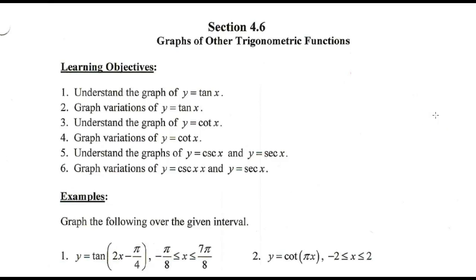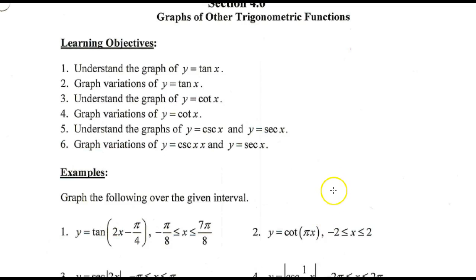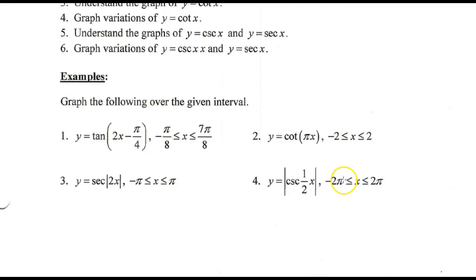Okay, so here in section 4.6, we want to look at the graphs of the other trigonometric functions, right? The tangent, and the cotangent, and then the secant and the cosecant. So these are all the different learning objectives. Again, please make sure you read them. But the idea is we want to look at those and their variations. These are the examples we'll talk about.